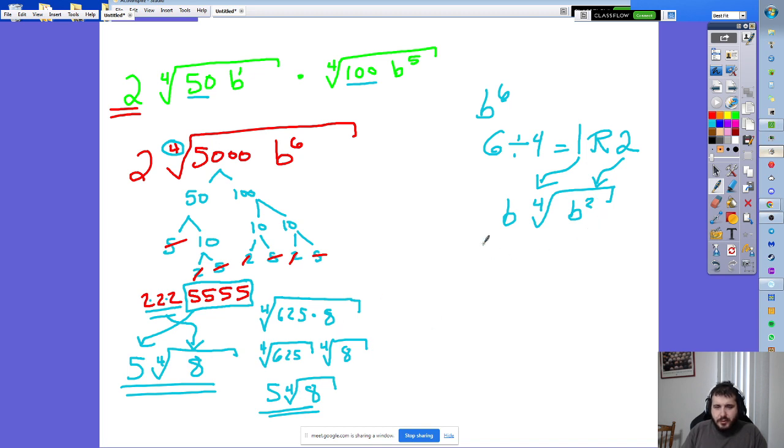So now I've got my numbers. Now I've got my letters. And then don't forget I had this 2 out here to begin with. Don't lose it. So we got a 2 outside and a 5 outside and a b outside. So that's 10b. And then what's on the inside? The 4th root of 8b squared.